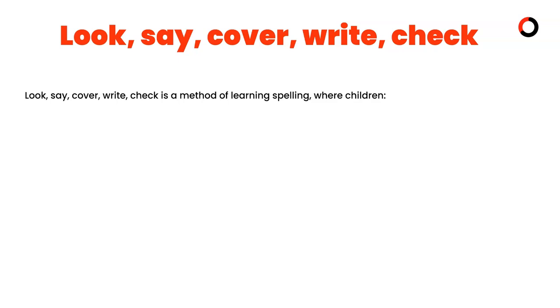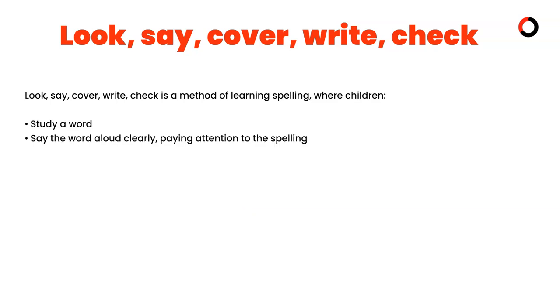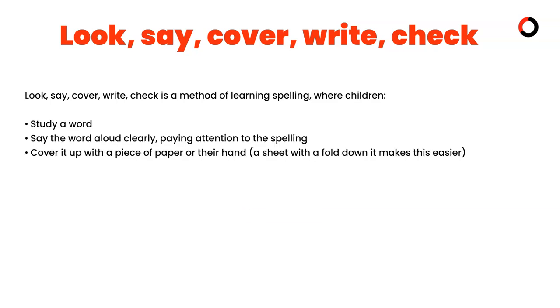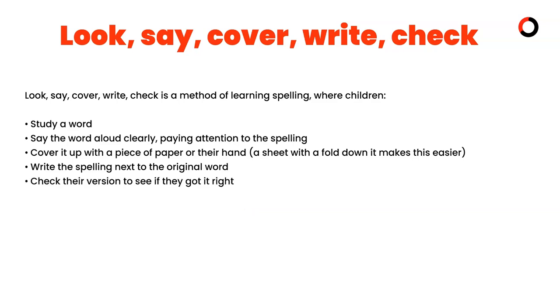The intervention is the look, say, cover, write, check method of learning spelling, where children study a word, say the word aloud clearly, paying attention to the spelling, cover it up with a piece of paper or their hand. We include a template in the resource folder. Write the spelling next to the original word, check their version to see if they got it right, and then write the correct spelling again if this is necessary.